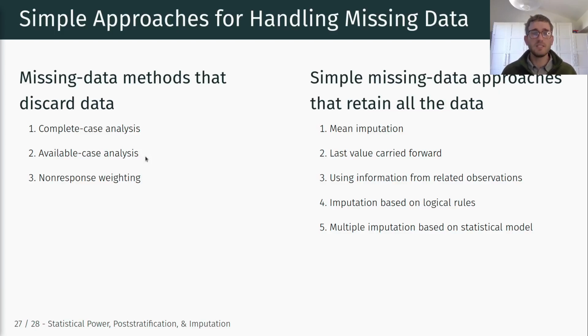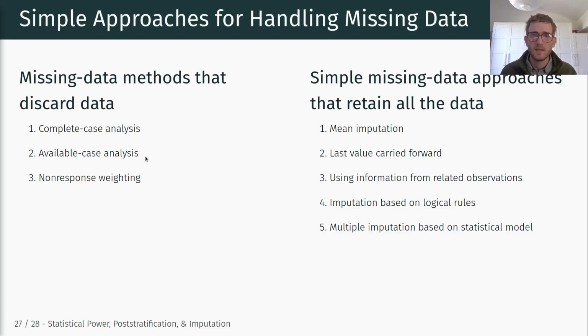Okay. Another approach is last value carried forward. This is in a case where we have, for example, multiple observations or multiple measurements for each observation. So, for example, if we have a pre-test, post-test design, and we have missing values for the post-treatment value on some observations, then we can just use the value from the pre-treatment measure that we have and plug that in for the post-treatment measure as well. Right?